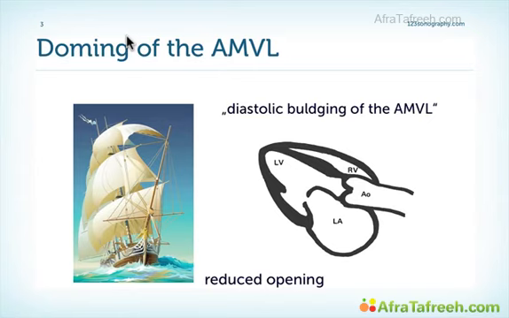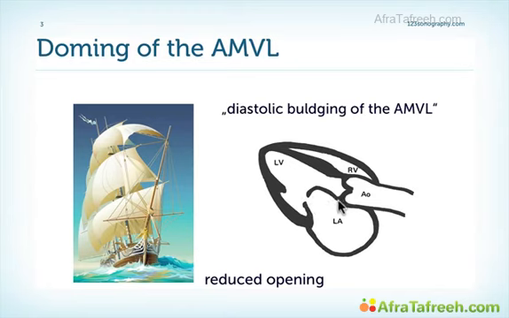So the hallmark of mitral stenosis is doming of the mitral valve. But what is doming? How is it defined? And why does it occur? Well, the definition is diastolic bulging of the anterior mitral valve leaflet. So we're only talking about the anterior leaflet and not the posterior leaflet.